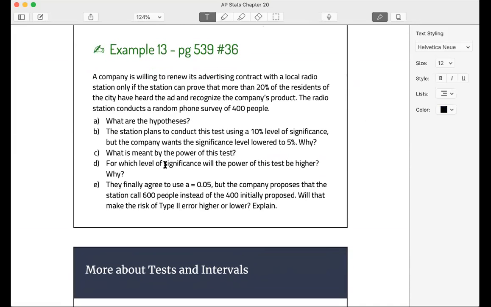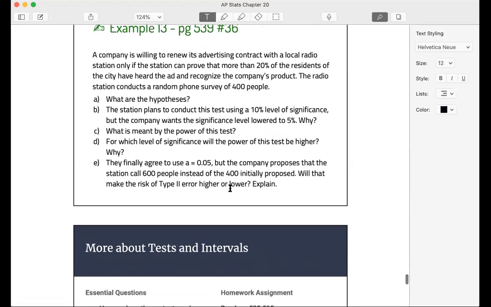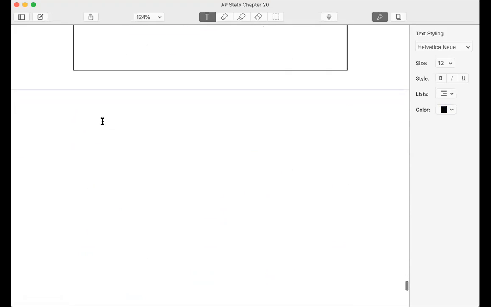What is meant by the power? For which level of significance will the power of this test be higher and why? And then finally, they agreed to use alpha equals 0.05, but the company proposes that the station calls 600 people instead of 400. What will make the risk of type 2 error higher or lower, and explain. All right, on our last example. So example 13.